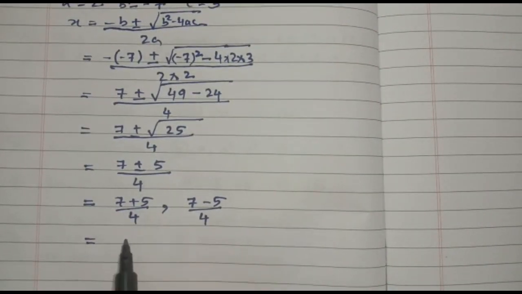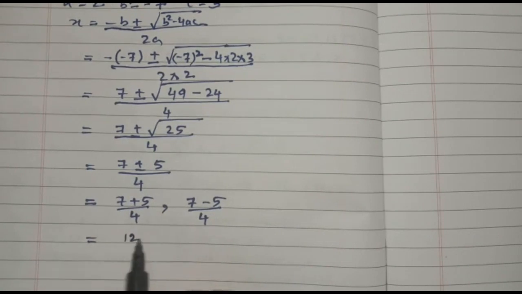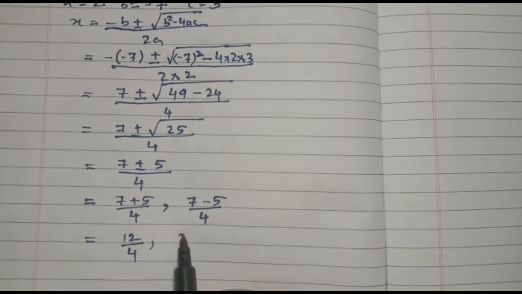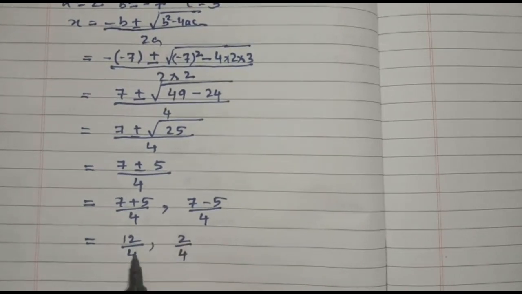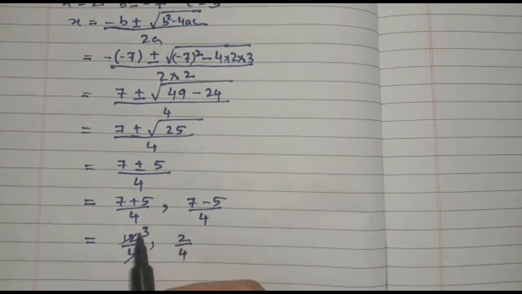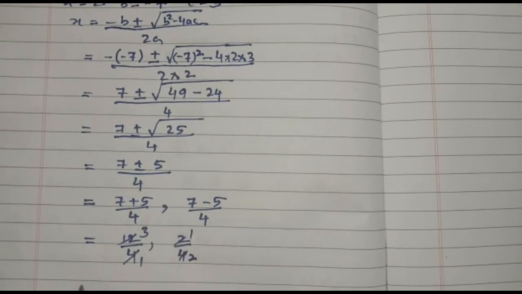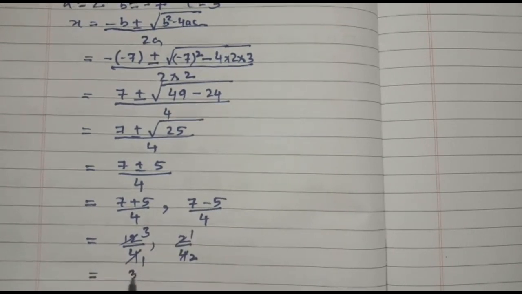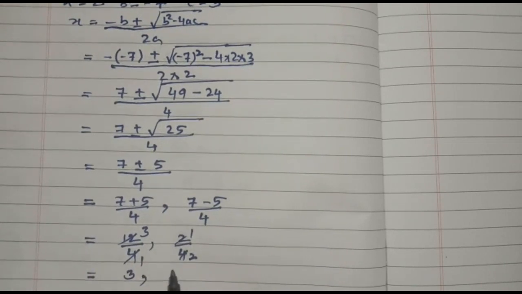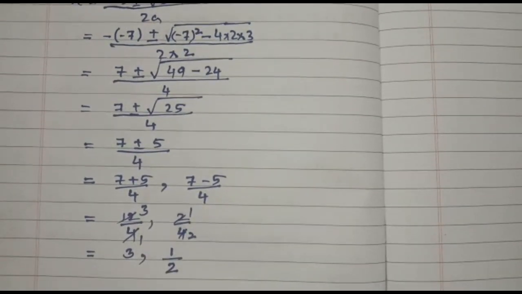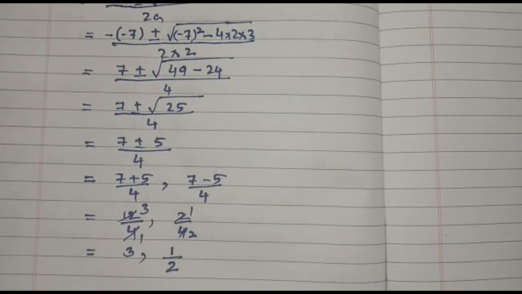Now 7 plus 5 is 12, divided by 4. 7 minus 5 is 2, divided by 4. 4 ones are 4, 4 threes are 12, 2 ones are 2, 2 twos are 4. The answer is 3 comma 1 by 2. This is the answer for our question. This is the first question we have done.